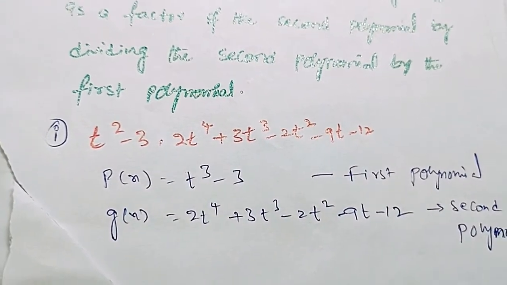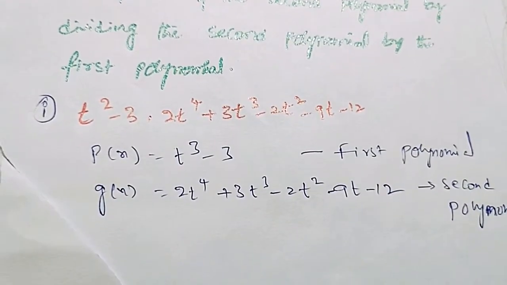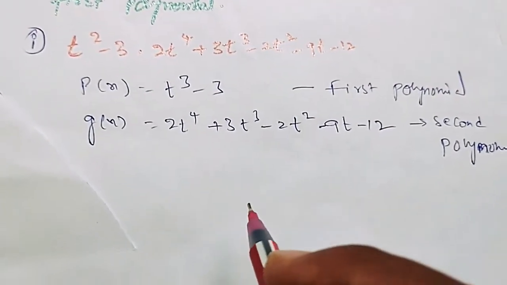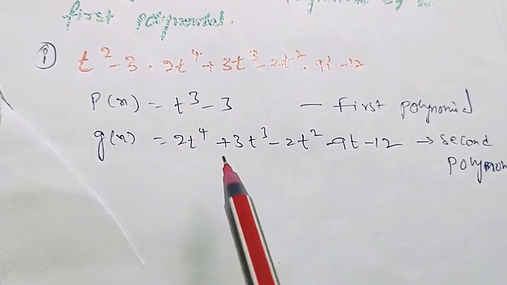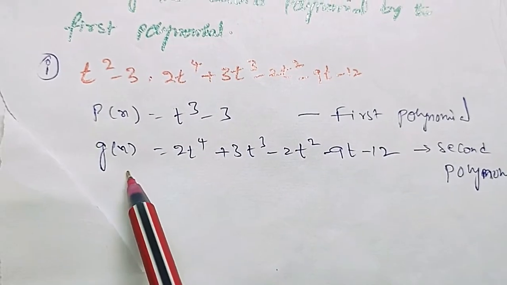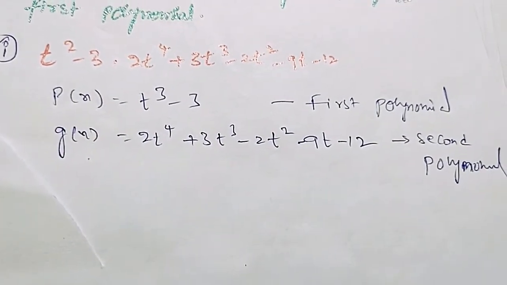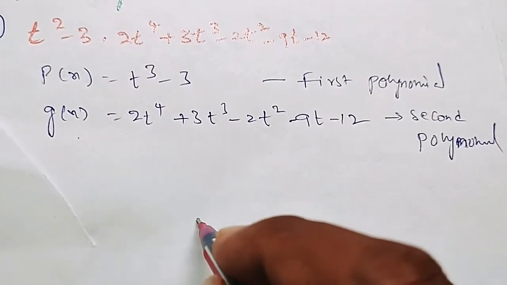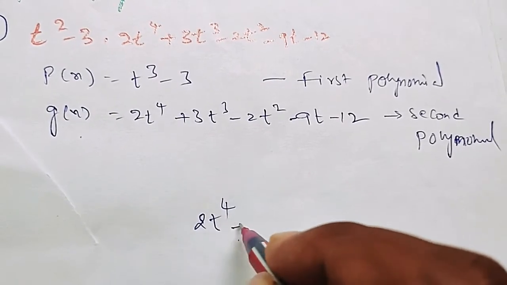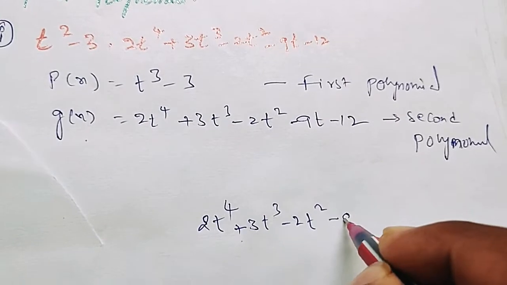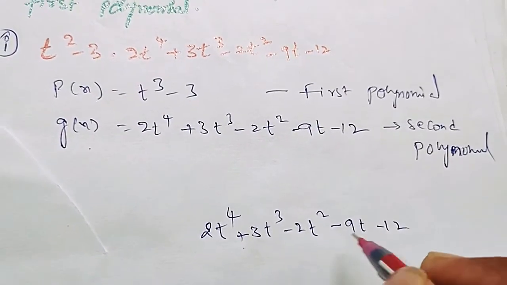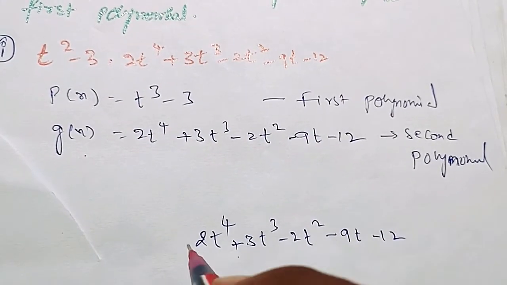So in last class what we have discussed, that is division of two quadratic equations, same like so. Now we'll divide this g of x with p of x. Right here, 2t power 4 plus 3t cube minus 2t square minus 90 minus 12, 4 3 2 1, okay, no problem.